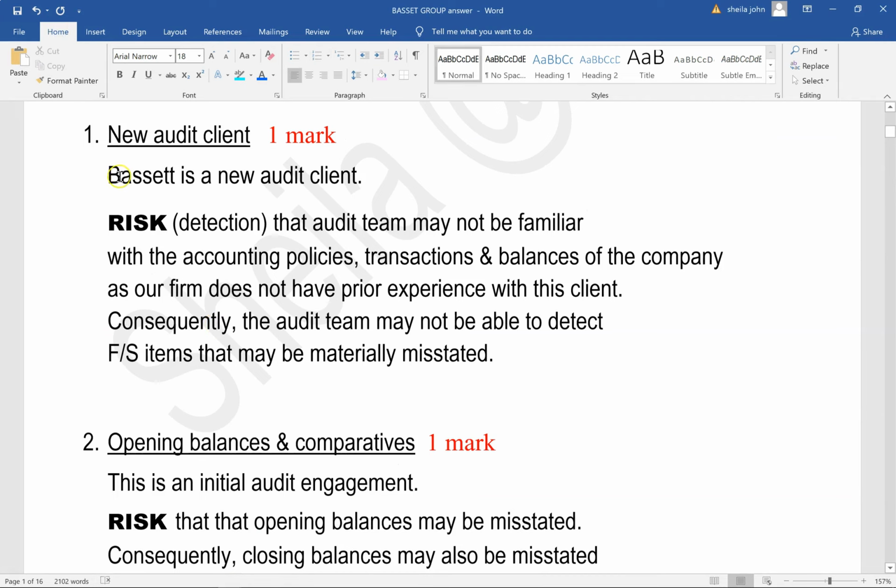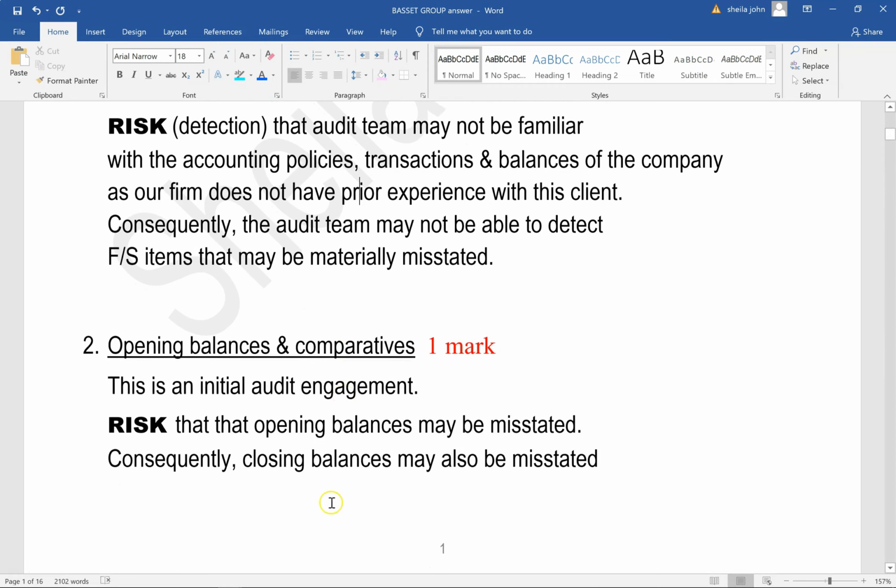So we've got BASSET is a new audit client, and then we've got the risk here is that the audit team may not be familiar with the accounting policies, transactions, and balances of the company as we do not have any prior experience with them. Consequently, the audit team may not be able to detect financial statements that might be materially misstated. That's only 1 mark here, okay?